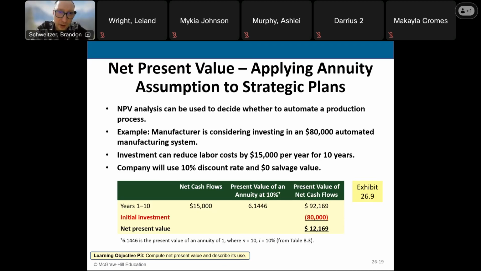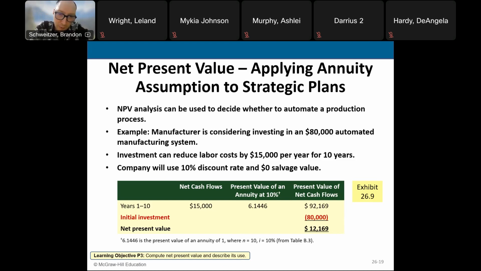So here we have another example of applying the annuity assumption to net present value. Company's looking to make an investment of $80,000 in new machinery. It can reduce our labor cost by $15,000 for a period of 10 years. We're going to use a 10% discount rate, and it has a $0 salvage value. So the way I would make the calculation is I got my net cash flows, 15,000. I look at the annuity table for 10 years at a 10% discount rate.